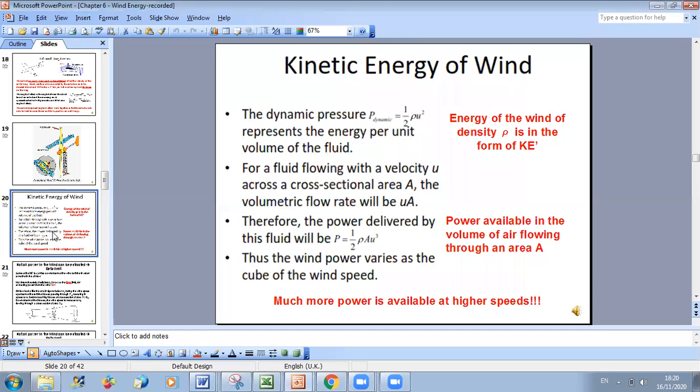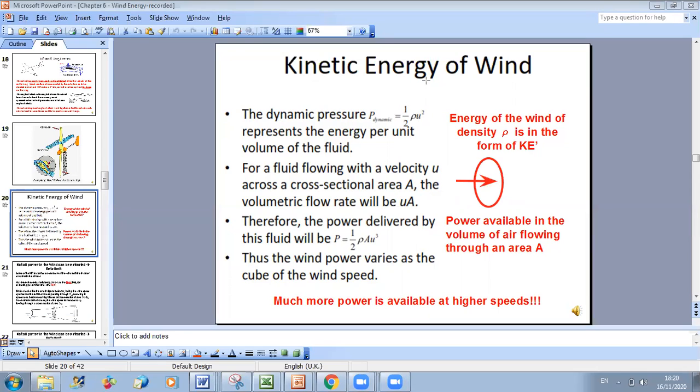So here we were talking about the energy, the power available in a volume of air fluid flowing through a cross-sectional area A. We said that if we have a certain cross-sectional area A, and a fluid moving through this area, this fluid will carry power.